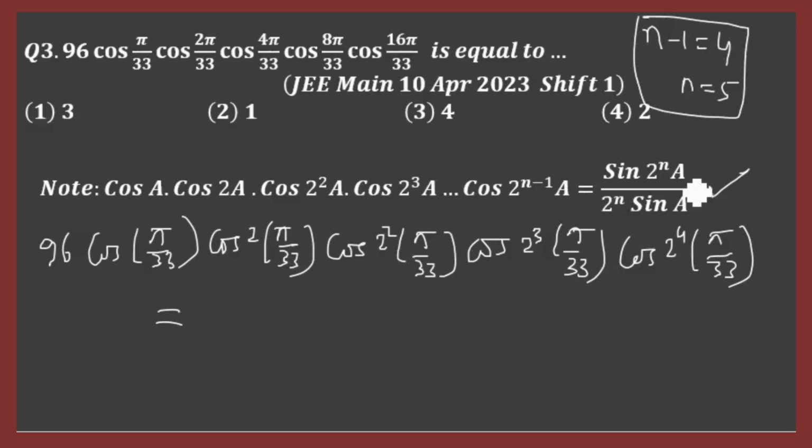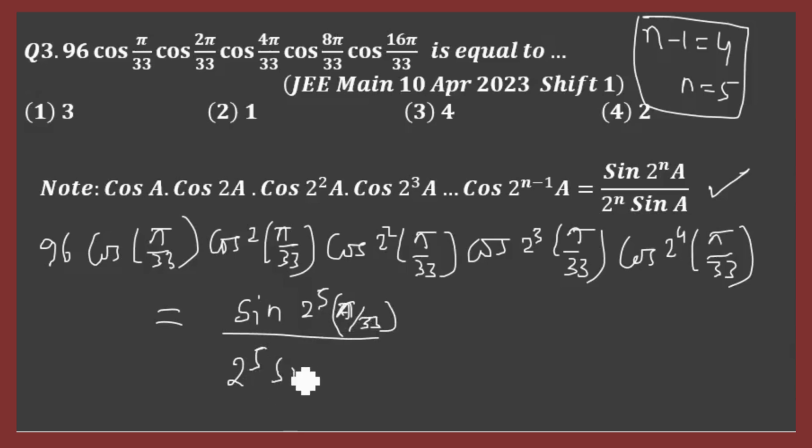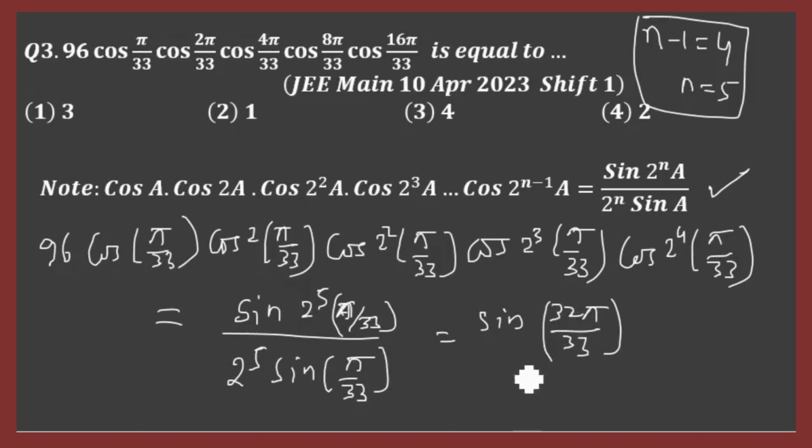So now we just have to apply this formula here. So this is sin 2 to the power 5 a, divided by 2 to the power 5 sin a, where a means pi by 33. So we get sin of 2 to the power 5, which is 32, so sin 32 pi by 33, divided by 32, and 96 we need to multiply here, and sin pi by 33.